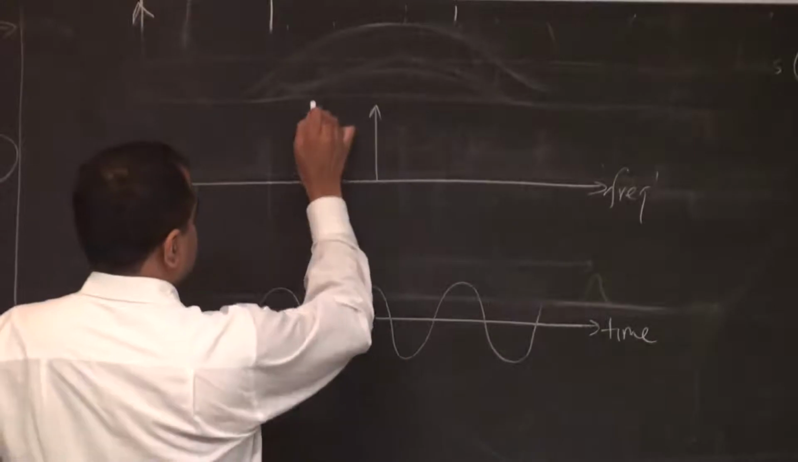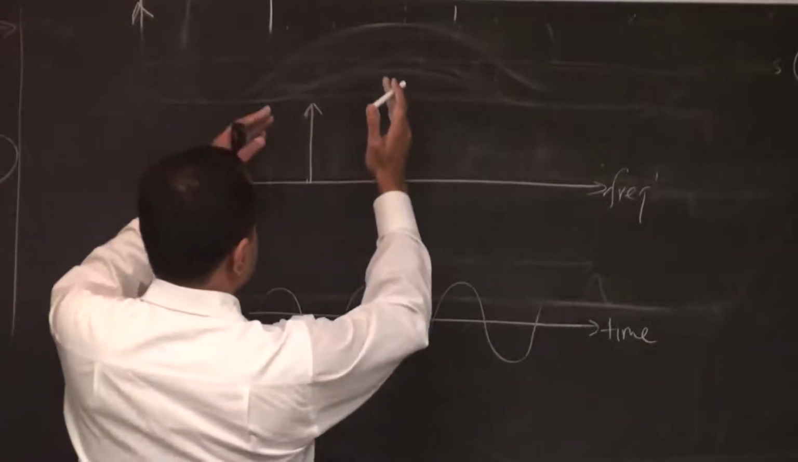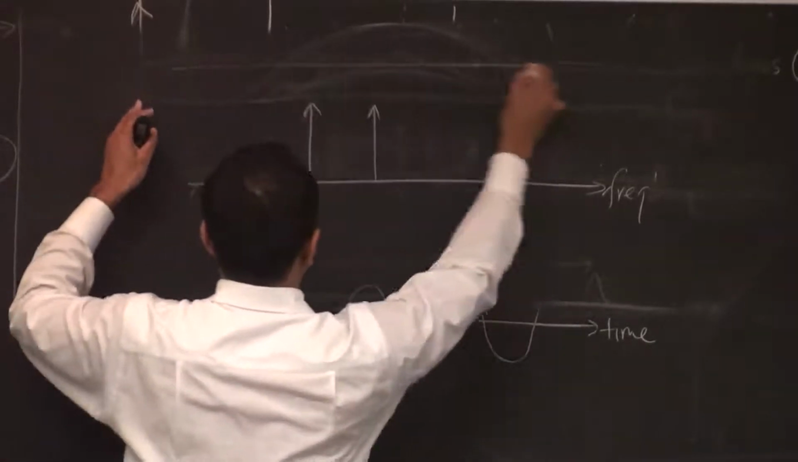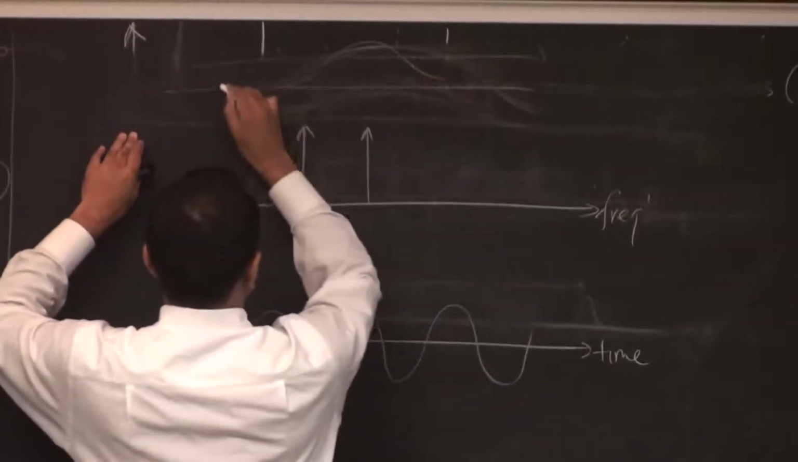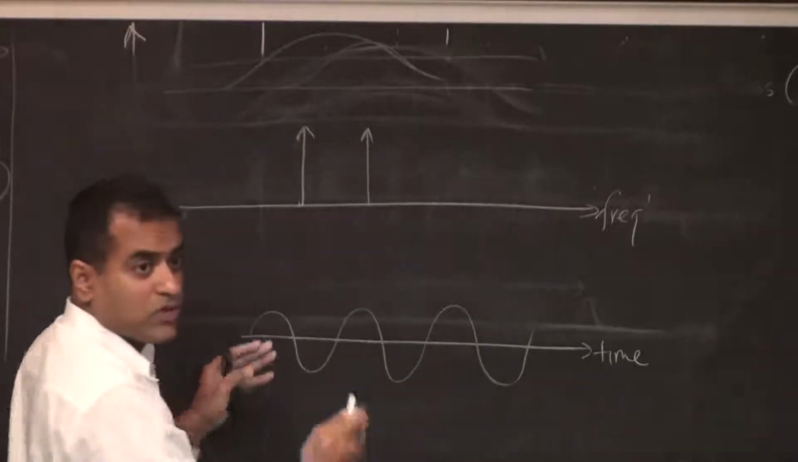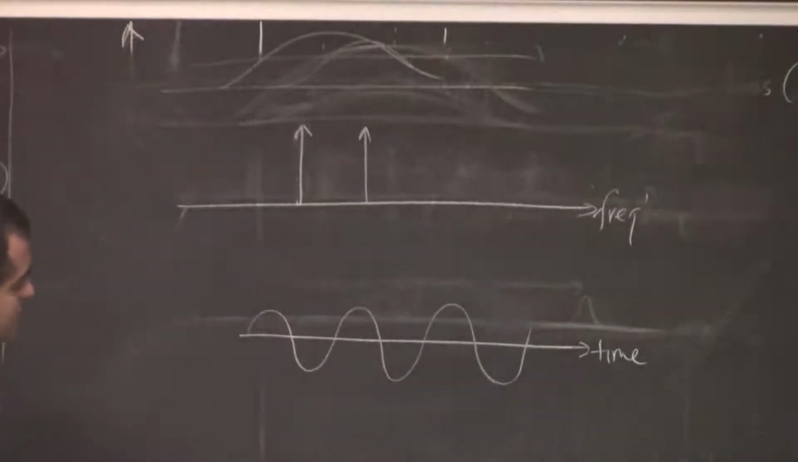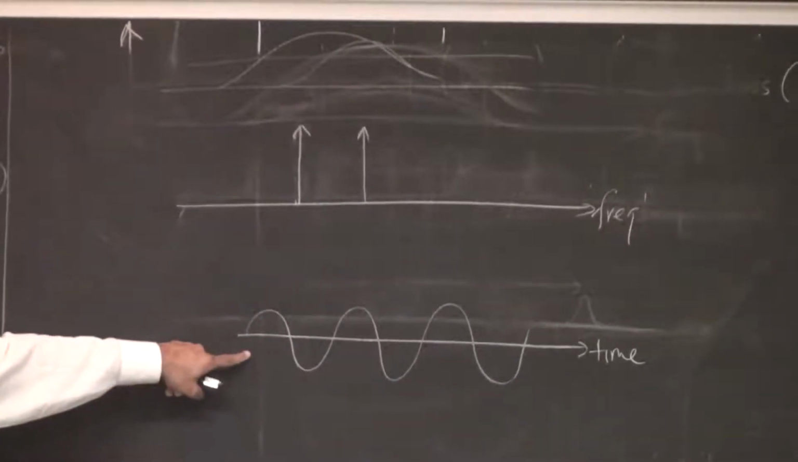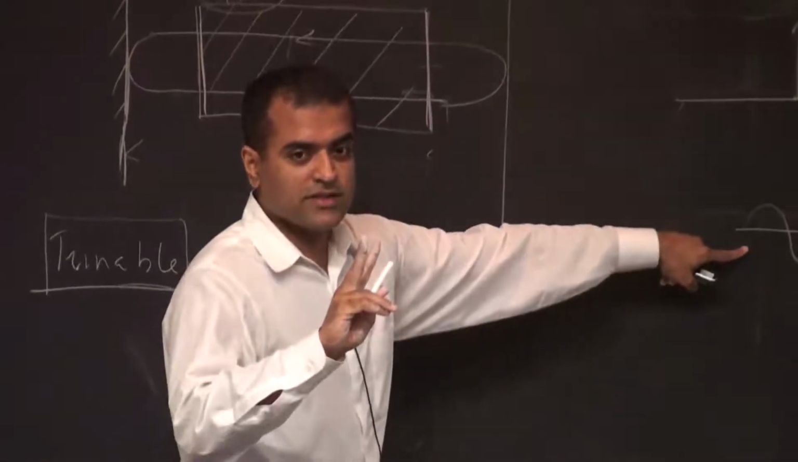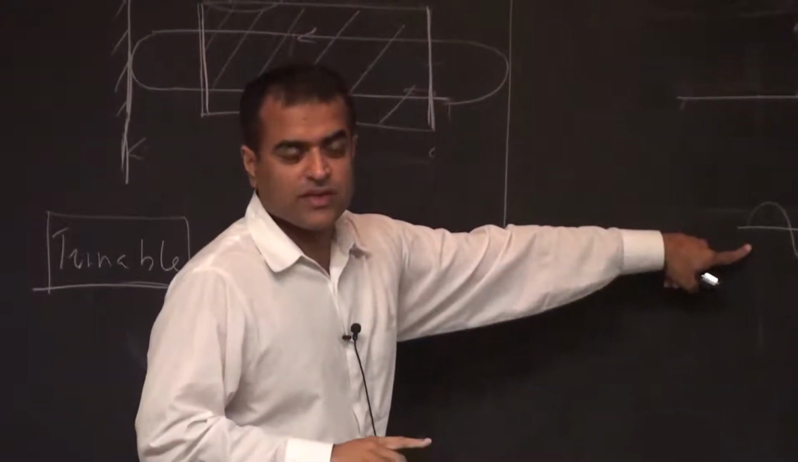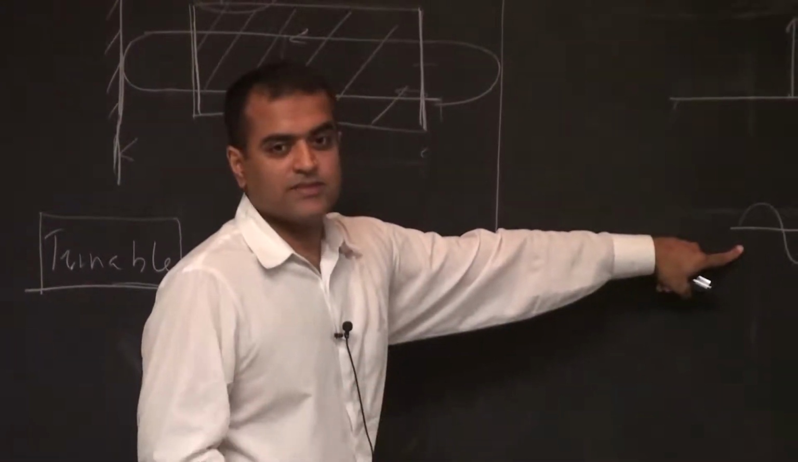Now I add another mode by maybe stretching out my gain curve. My gain curve was initially like that. Now I've stretched it out to make it like that. Now I have two modes inside. What happens to this time domain in terms of electric field amplitude? You have two frequencies, right? So how does the signal look now if I have two frequencies?